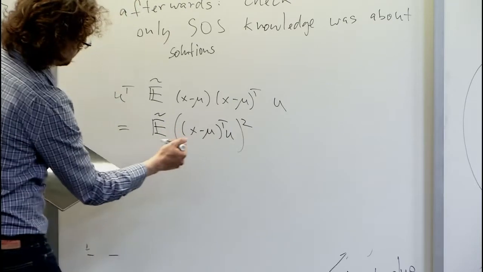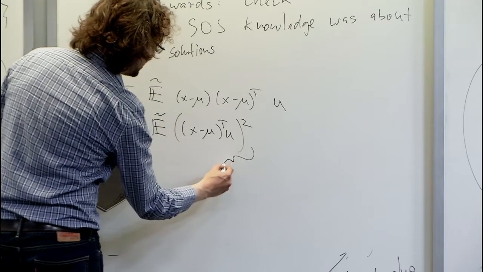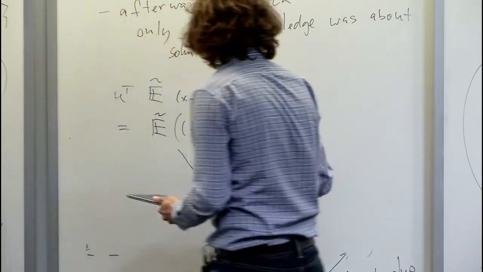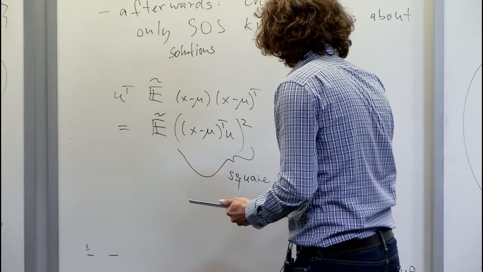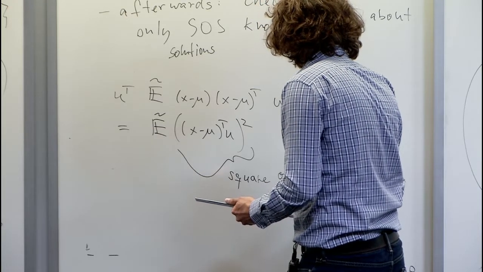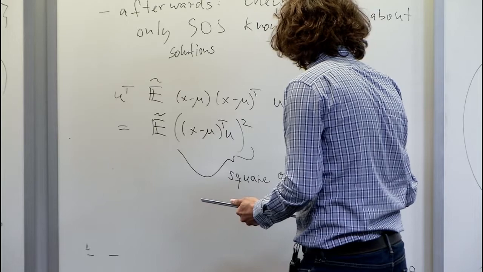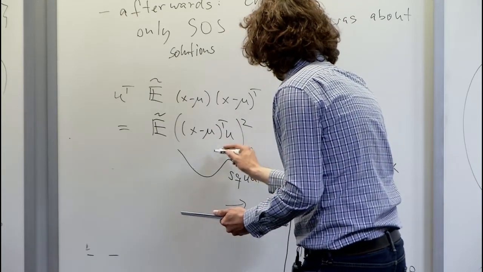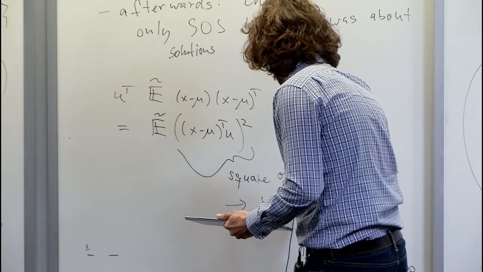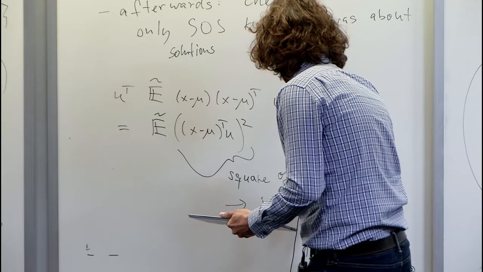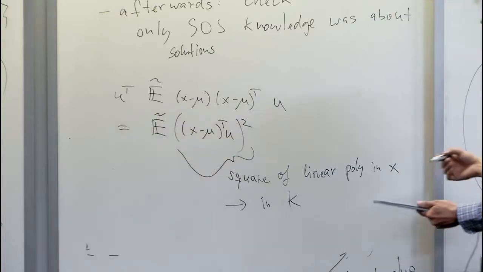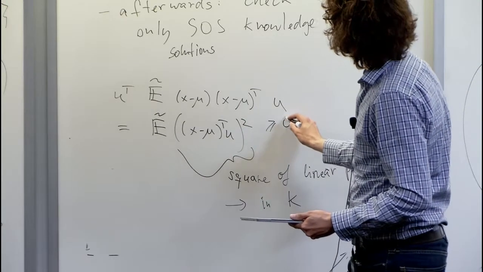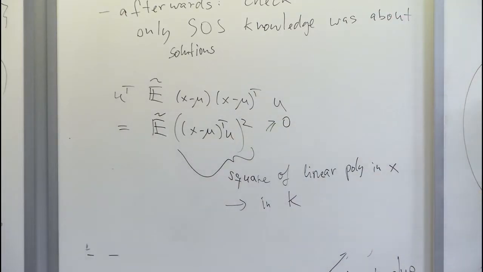And now, we see that this here is a square of a linear polynomial in X. And that means that this is contained in our degree 2 sum of squares knowledge. And so it means that this is non-negative for every u, and that means that the matrix is positive semi-definite.